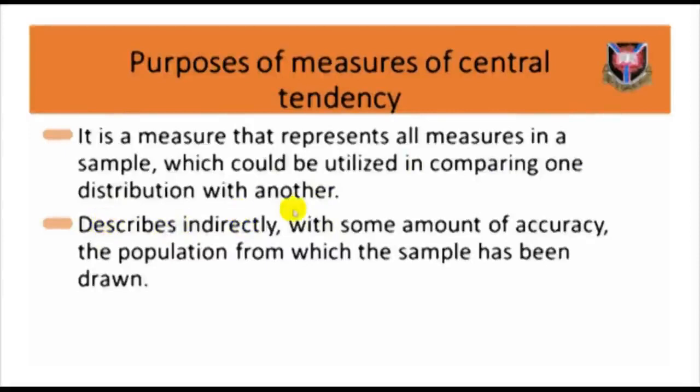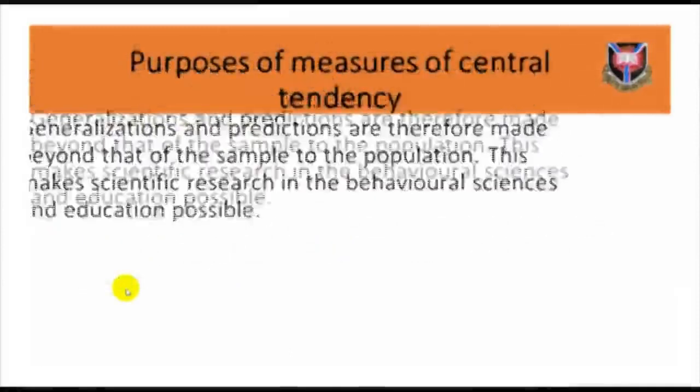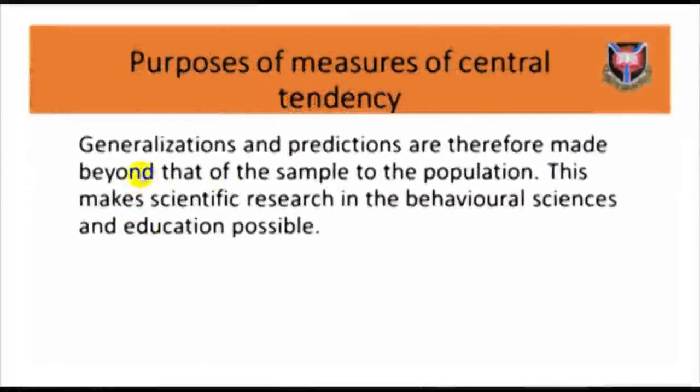A measure of central tendency, therefore, describes indirectly with some amount of accuracy the population from which the sample has been drawn. Thus, we can estimate a measure of central tendency for a population from the knowledge of the sample measure of central tendency. Generalizations and predictions are therefore made beyond that of the sample to the population. This makes scientific research in the behavioral sciences and education possible.